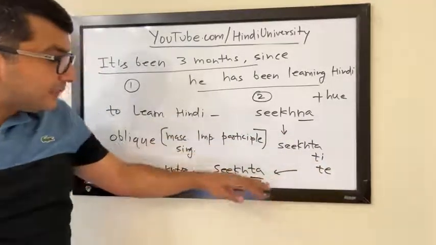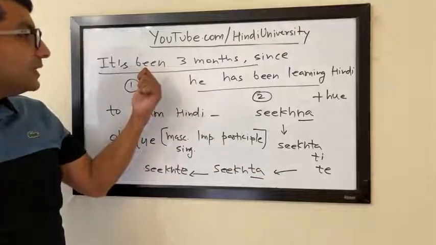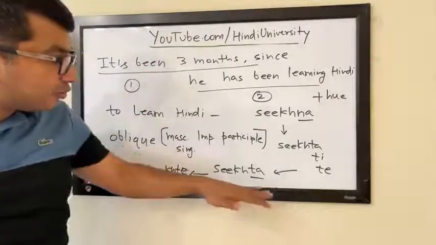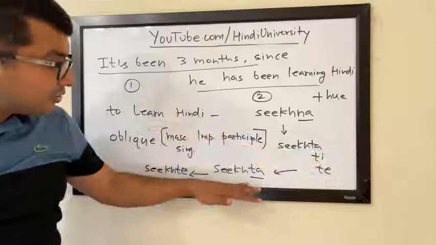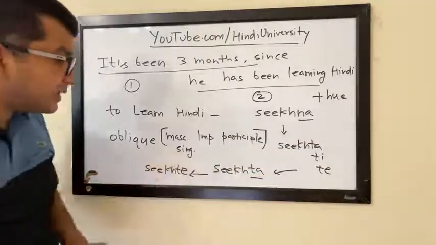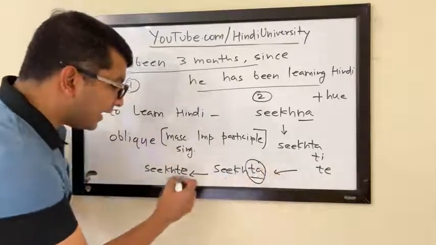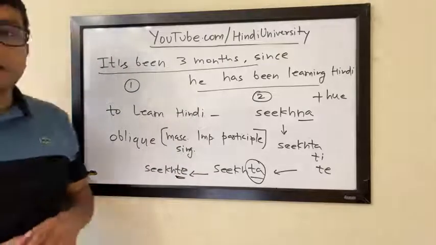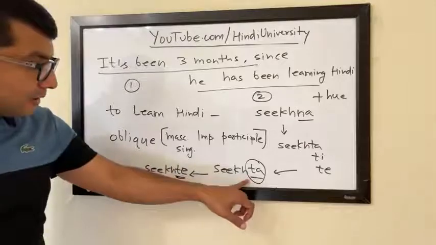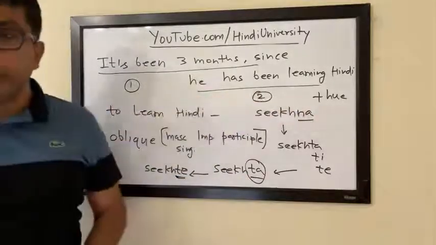But you take the masculine singular form invariably. Whether we are talking about a girl, she's been learning Hindi for 3 months, or a group of people, you always take the masculine singular form, seekhta. And when we talk about the oblique case, you remove the ta and you put te. Just like mahine becomes mahino after we put in the post position, here the oblique form is seekhte. And then you put hue.